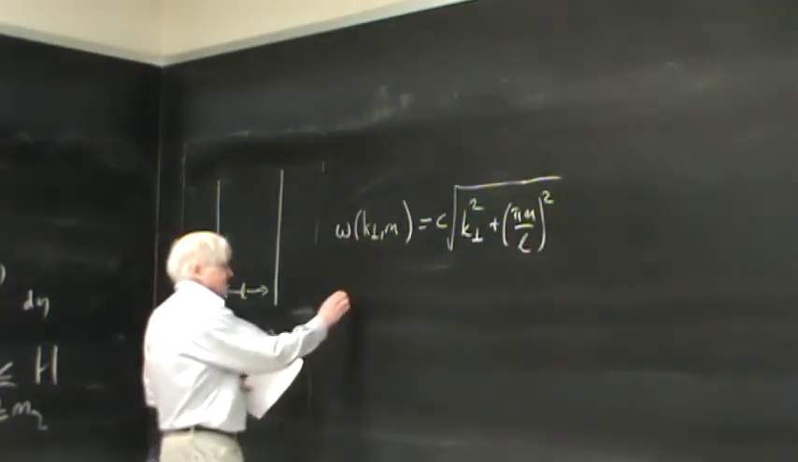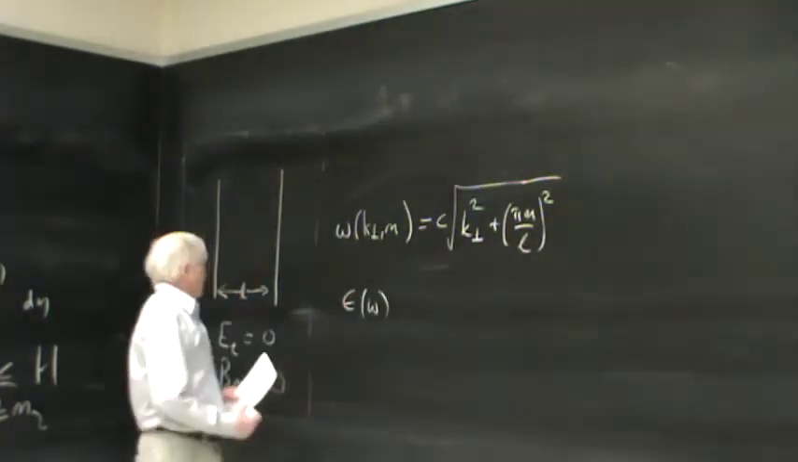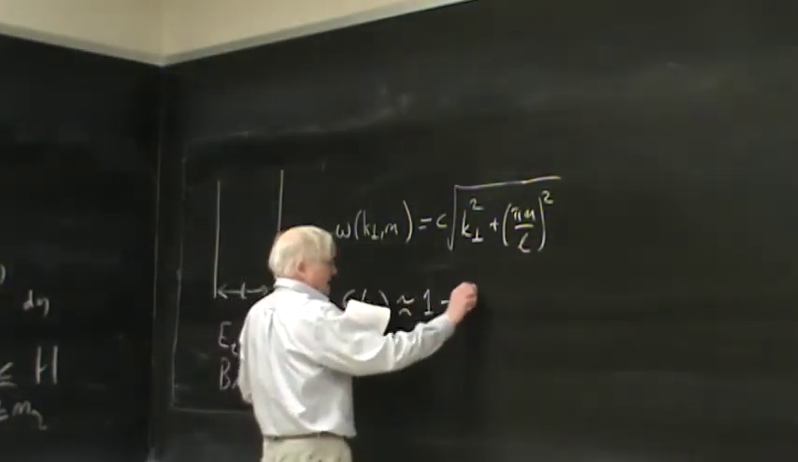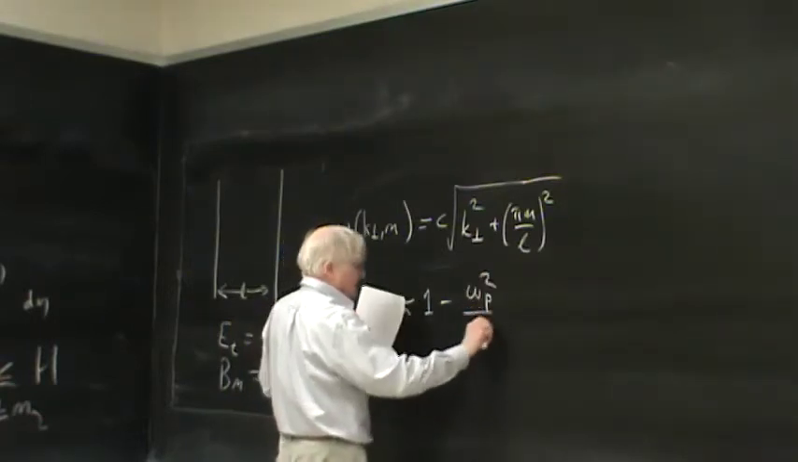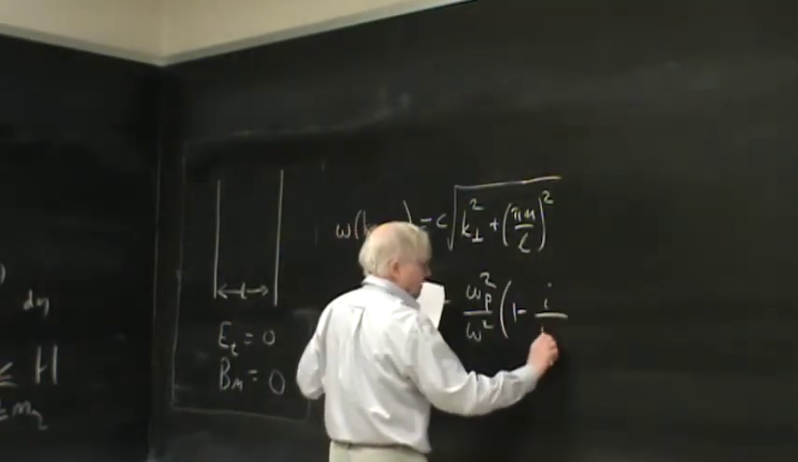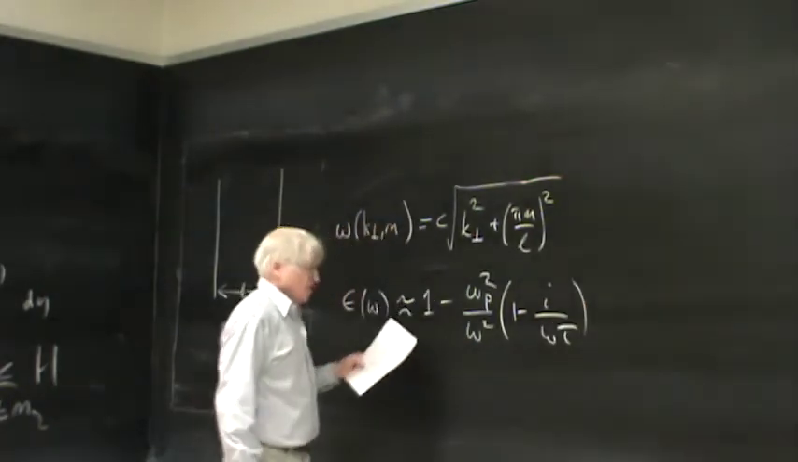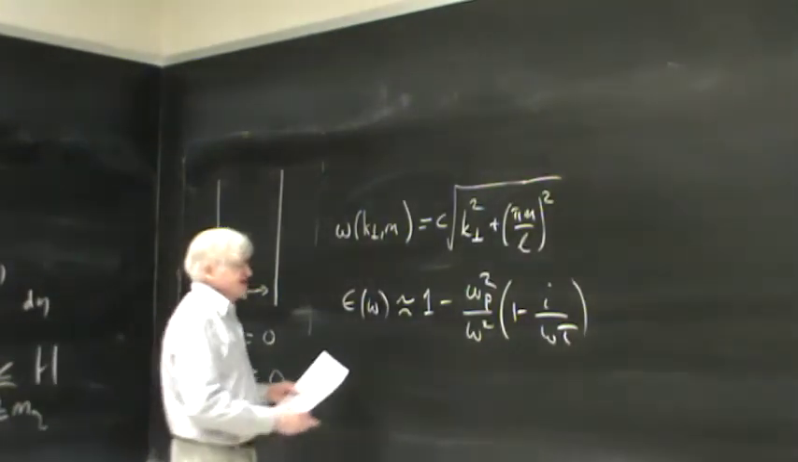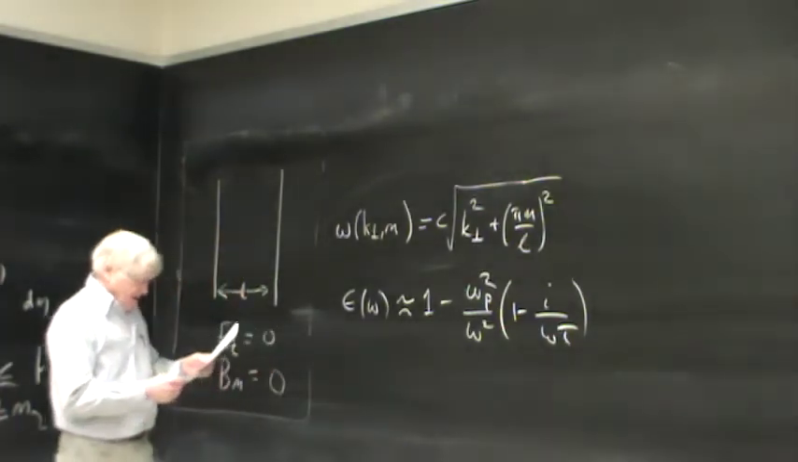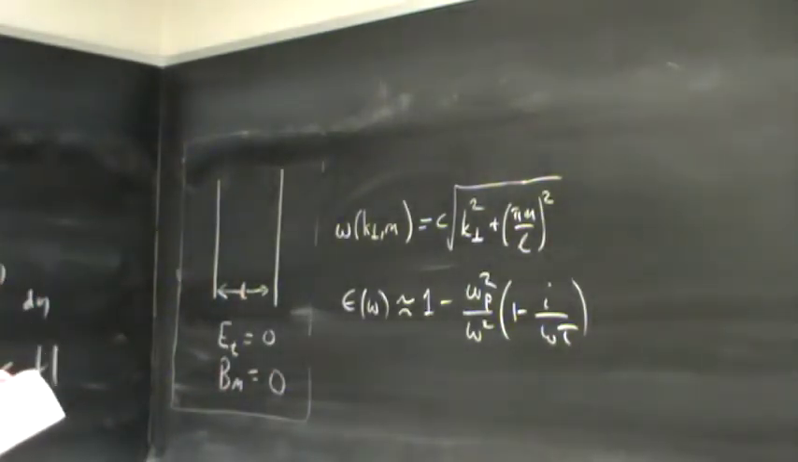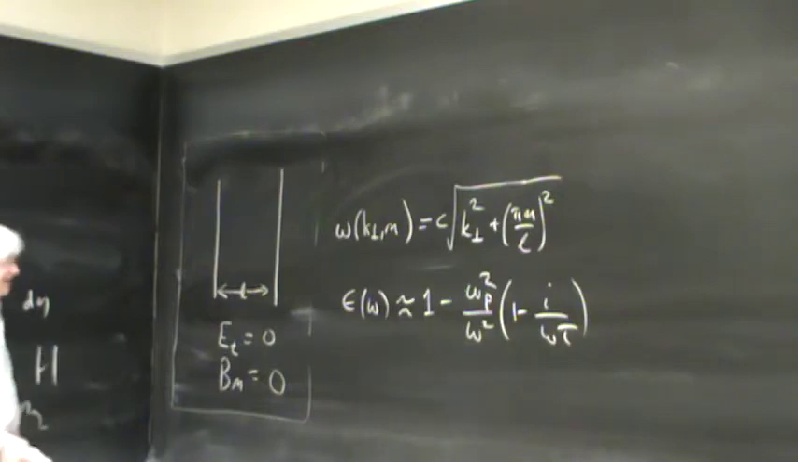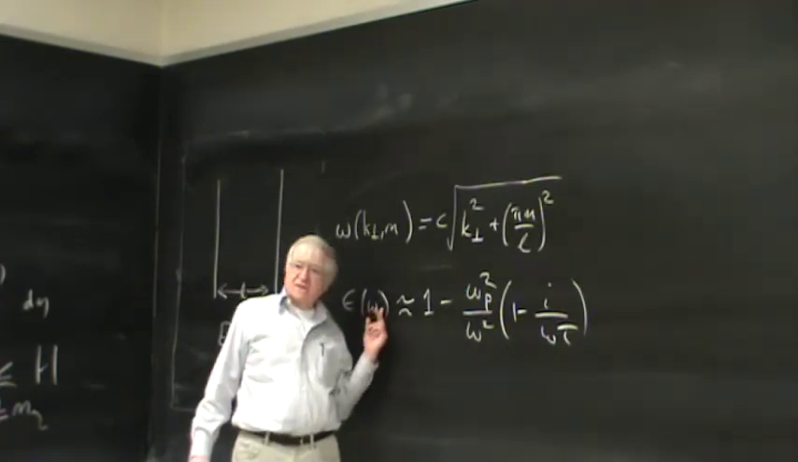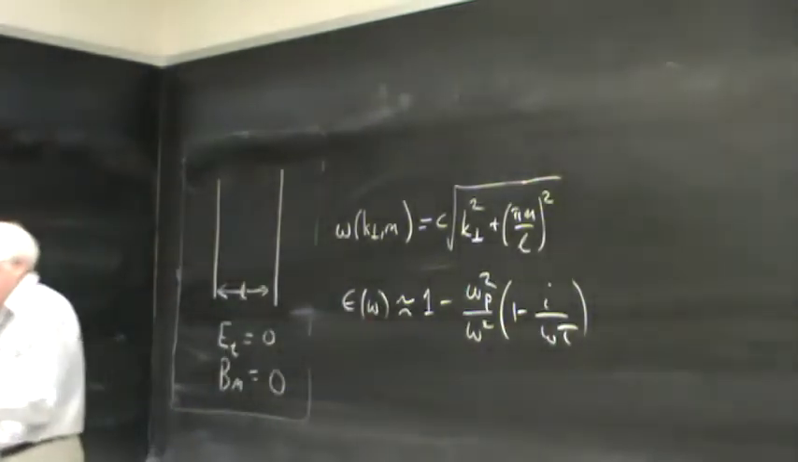And we're also assuming, if one talks about a metal plate that's a very good conductor, then epsilon is 1 minus omega plasma squared over omega squared times (1 minus i over omega tau). Here, tau is the mean time between electron collisions. Omega p is the plasma frequency of the metal. What this means is that as omega goes to infinity, epsilon goes to 1, and the metal becomes transparent.